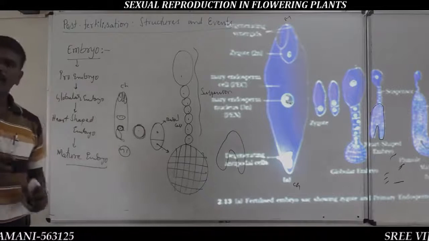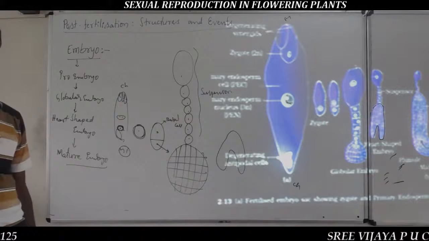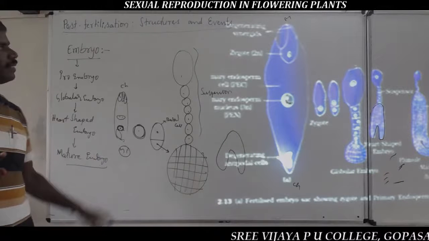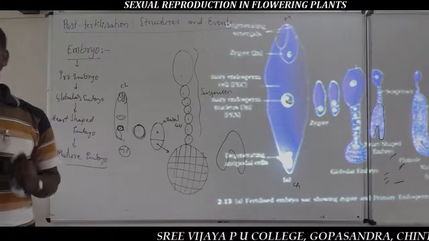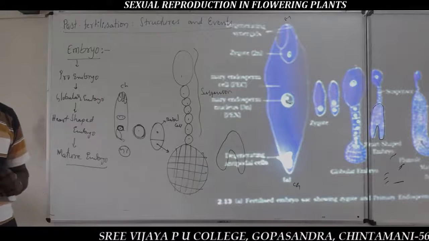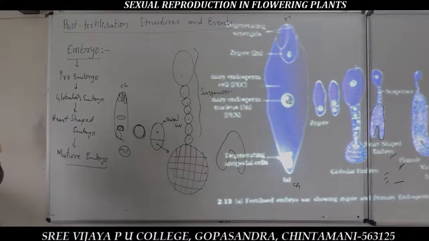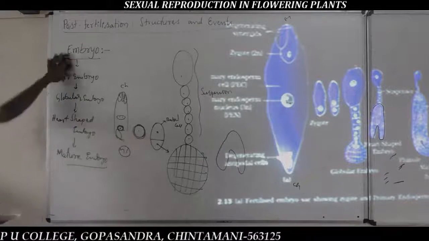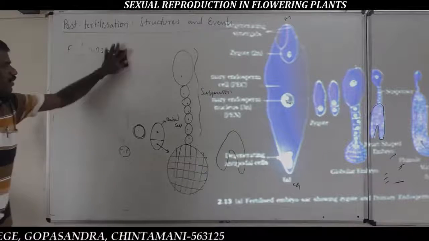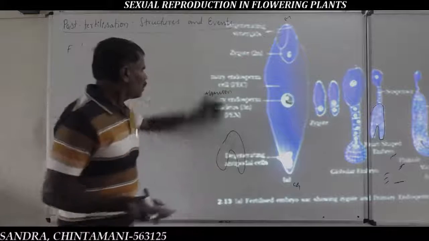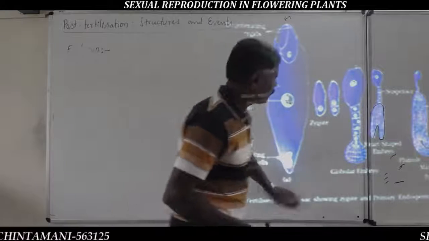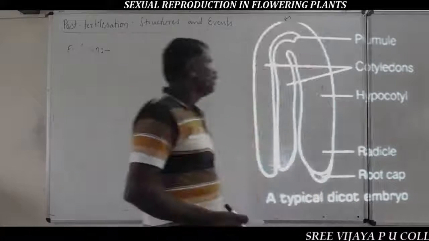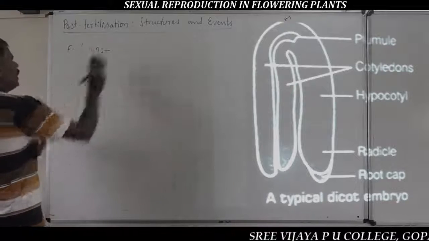The embryogeny of both monocots and dicots is the same; the early stages of development from zygote into embryo are the same. But structurally, the monocot and dicot embryos are a little bit different. So we will now look at the structures of monocot and dicot embryos. First we discuss the dicot embryo.